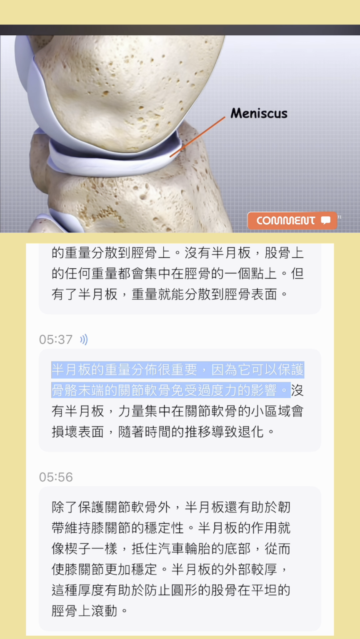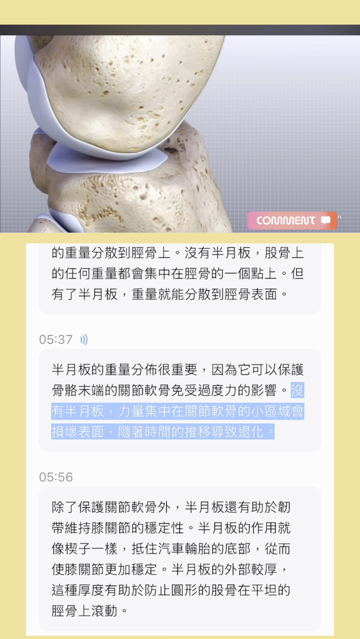Weight distribution by the menisci is important because it protects the articular cartilage on the ends of the bones from excessive forces. Without the menisci, the concentration of force into a small area on the articular cartilage can damage the surface, leading to degeneration over time.